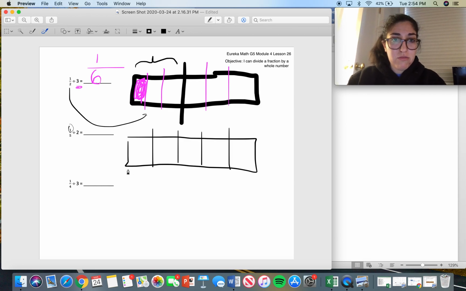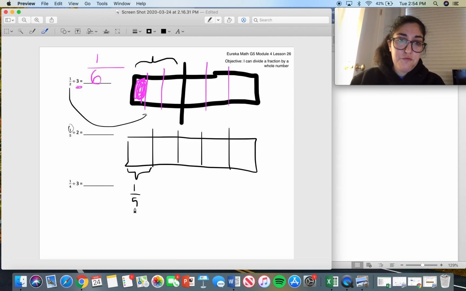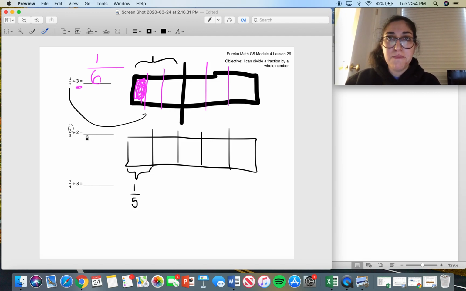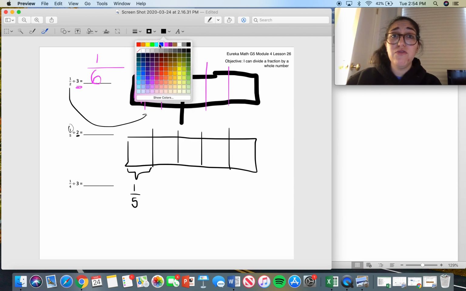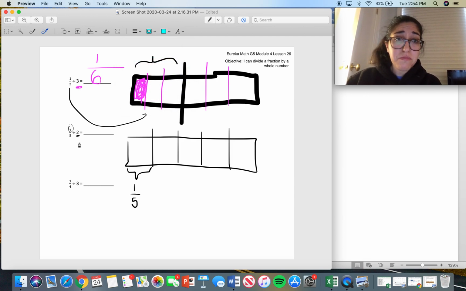Actually, I'm going to do it like this. I'm going to show that this is the one that we care about, right? This 1/5. And what am I going to do with this 1/5? How many pieces am I going to break it up into? I'm going to break it up into 2 pieces because that's what my number here tells me. It tells me that every 1/5 is going to get broken up into 2. So here is my 1/5, and I'm breaking it into 2 pieces.